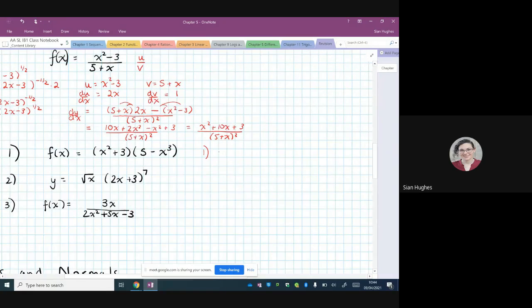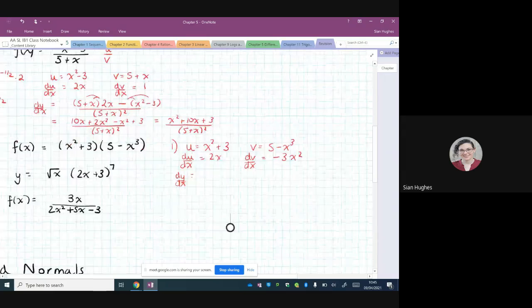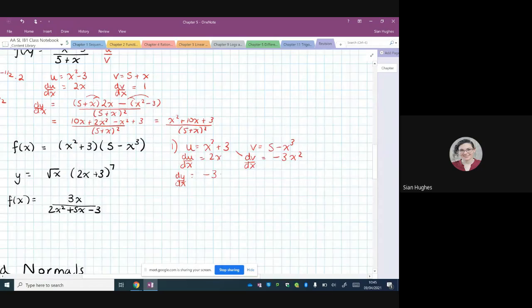So we'll start with question 1. u is x squared plus 3. du by dx is 2x. v is 5 minus x cubed. dv by dx is minus 3x squared. This one was product rule. The 2 things were multiplying. So for product rule, it's u dv dx plus v du dx, the yellow rule up here. So we're going to multiply this one with this one, and then we're going to multiply this one with this one.